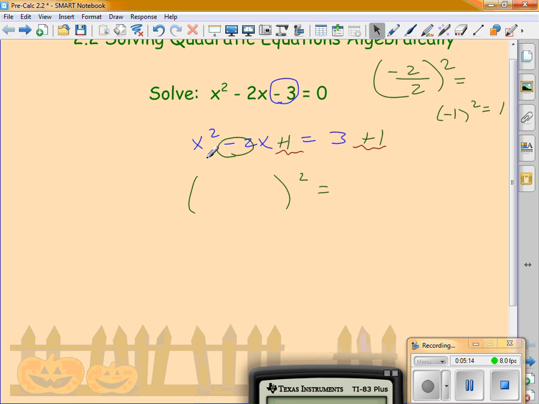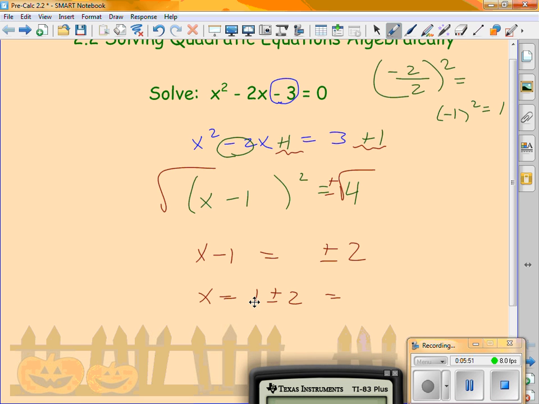When I factor this one, I have x minus 1 squared. If I take x minus 1 times x minus 1, that will give me x squared minus 2x plus 1. And 3 plus 1 is 4. How do I get rid of a square? I take the square root, I take the square root. So I have x minus 1 equals plus or minus the square root of 4, which is 2. Add over my 1. X equals 1 plus or minus 2. What's 1 plus 2? 3. And 1 minus 2 is negative 1.